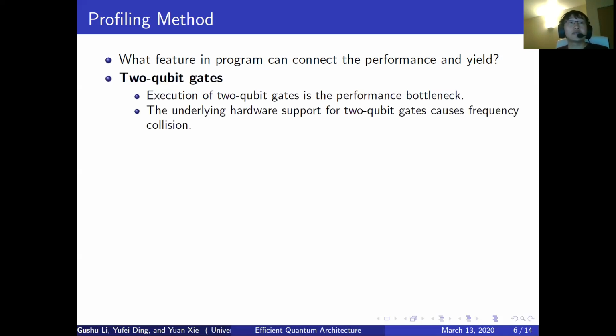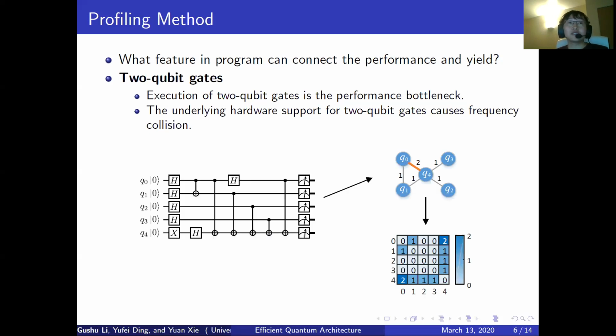On one hand, the qubit mapping problem is caused by the execution of 2 qubit gates, and it is the performance bottleneck here. On the other hand, the underlying hardware employed to support 2 qubit gates, actually the qubit connections, causes the frequency collision problem, because the frequency collision only happens on connected qubits. So in our profiling, we just get rid of all initialization, measurement, and single qubit gates, and only keep the 2 qubit gates.